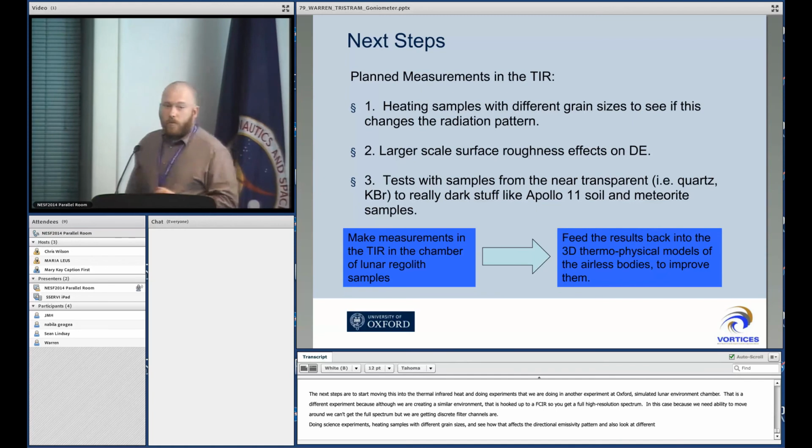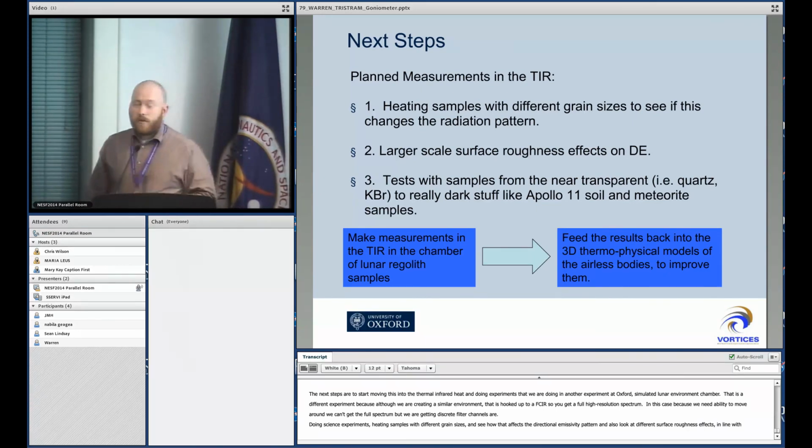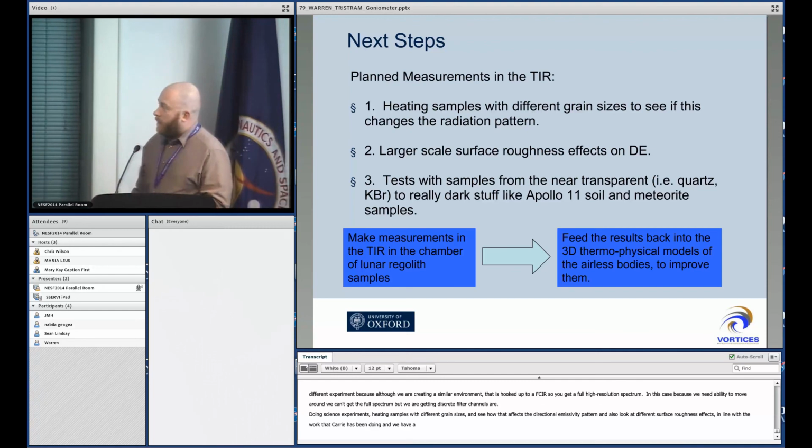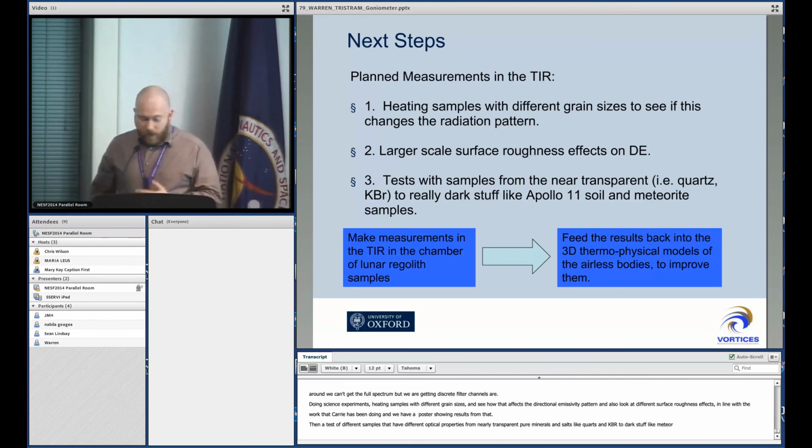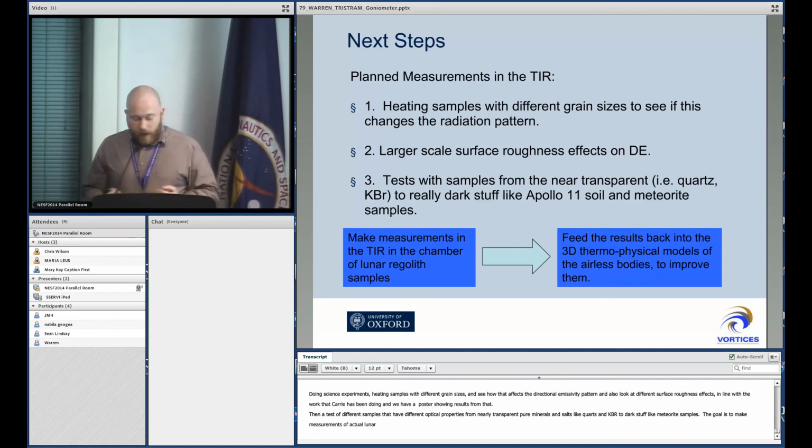This is kind of in line with the work that Carrie Donaldson-Hanna has been doing, and we have a poster showing some of the select results from that. And then we will test a bunch of different samples that have different optical properties, from nearly transparent pure minerals and salts like quartz and KBr to really dark stuff like Apollo soils and meteorite samples. We have all these materials in hand and ready to use. And of course, the ultimate goal is to make measurements of actual lunar regolith samples, and then calculate the directional emissivity functions and feed that back into the 3D thermophysical models.